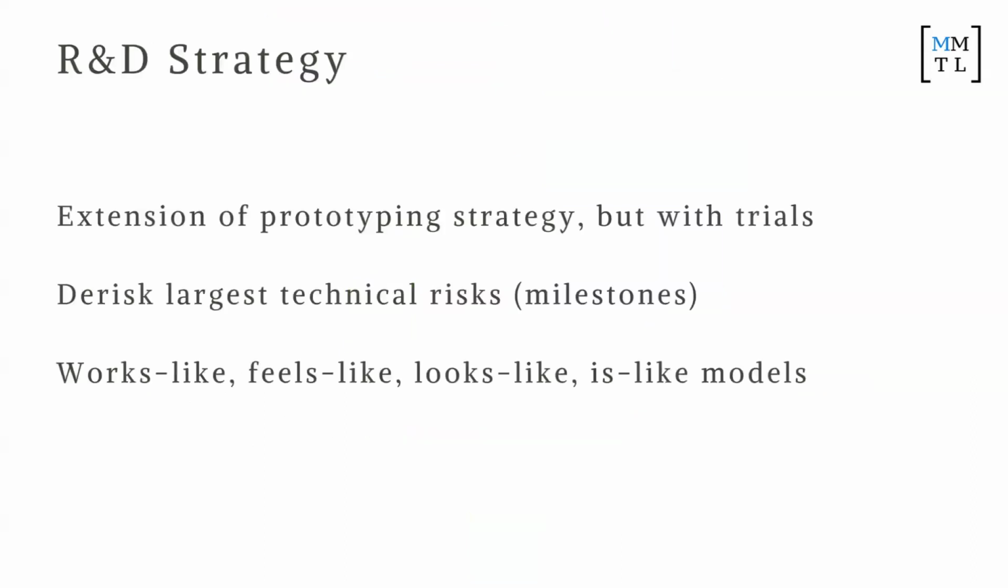All right, R&D strategy. This is essentially just an extension of prototyping, but these are the different models that you can make, and some of these are particularly great for 3D printing. A works-like model is a model that actually works like the real thing. A feels-like one is one with an exterior material that can be useful. A looks-like model is particularly great for 3D printing: what the actual final product looks like. And then is-like means it's a model that matches all three of these.